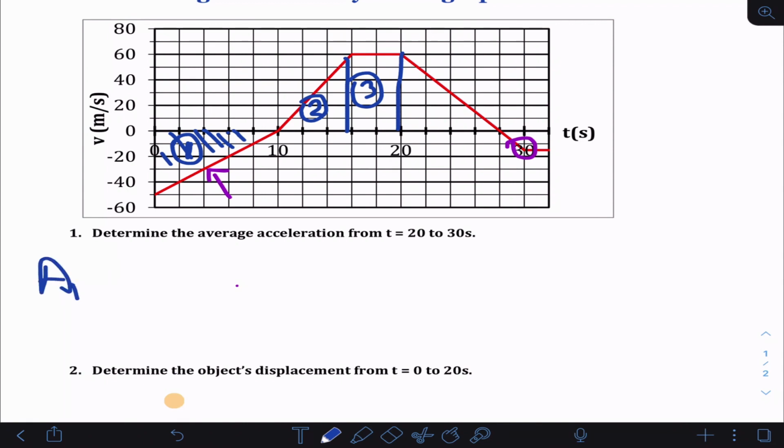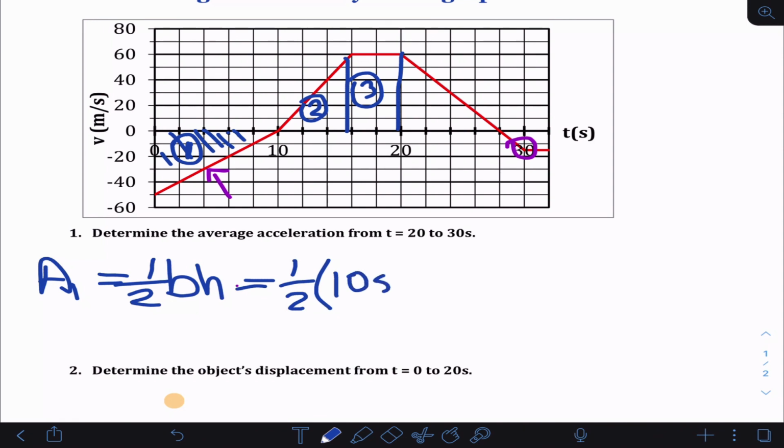The area of shape 1 is a triangle, which is 1/2 base times height. Now this isn't an actual triangle, it's a graphical triangle, so be mindful of the units here. The base is always units of time. So the base is 10 seconds wide. Notice the height though. We have a negative height because velocity can be positive or negative. It just means moving to the left or moving to the right. So the height of this is a negative 50 meters per second.